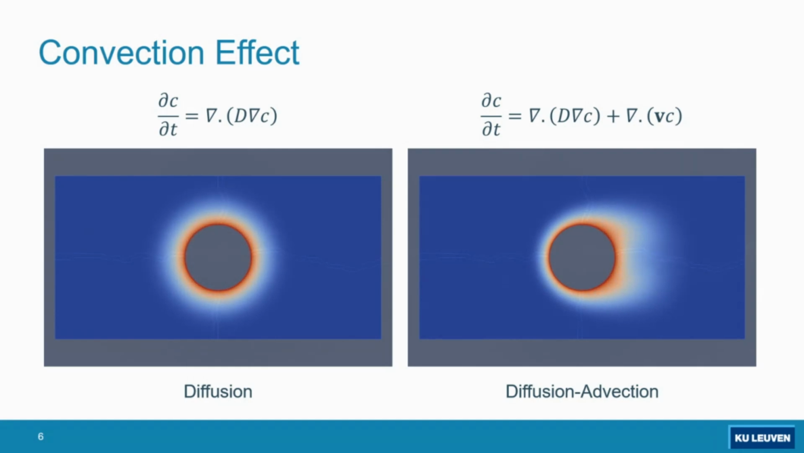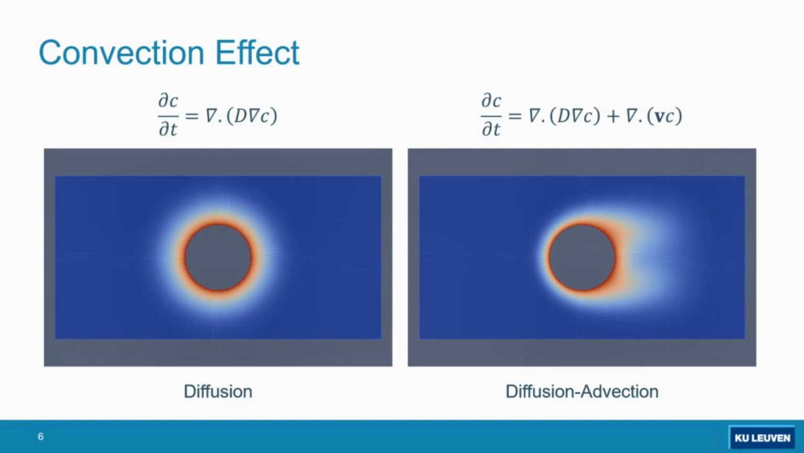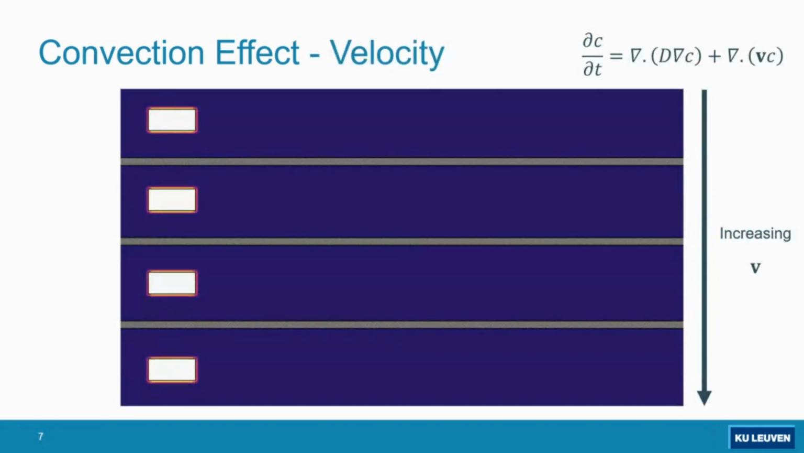But for diffusion advection, the external field transports the released ions, the released chemical components, to the right. So this is indeed the effect of advection. But in addition to that, for various speeds, it has different effects.